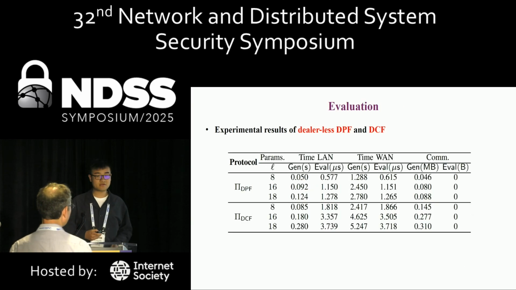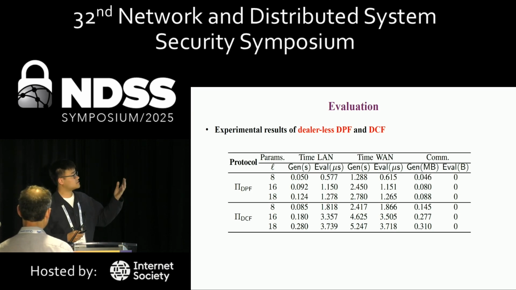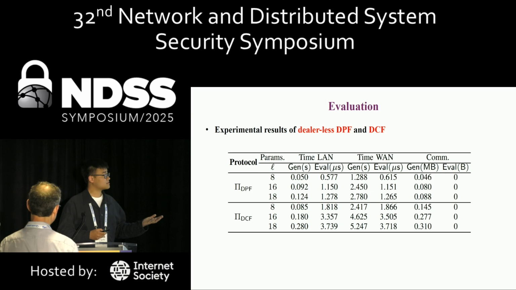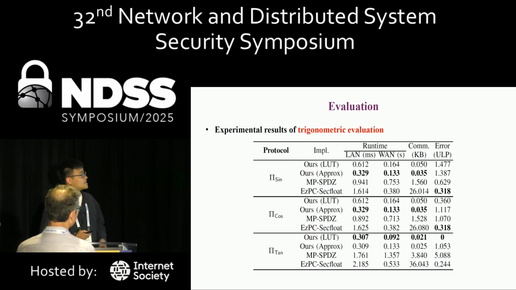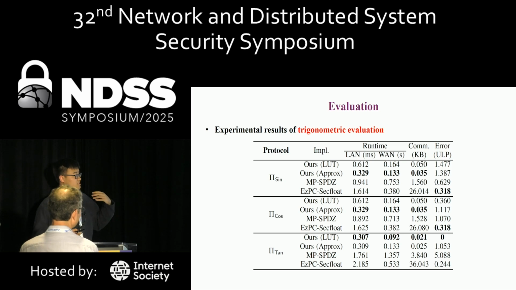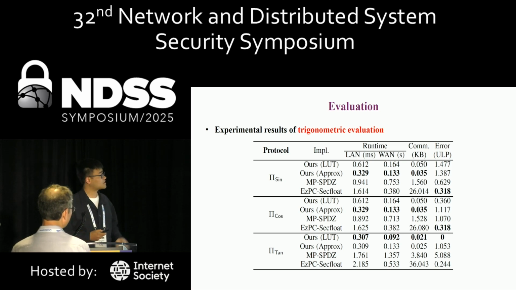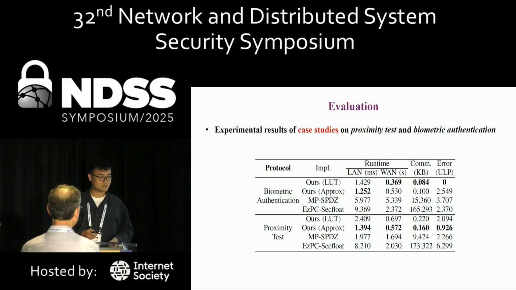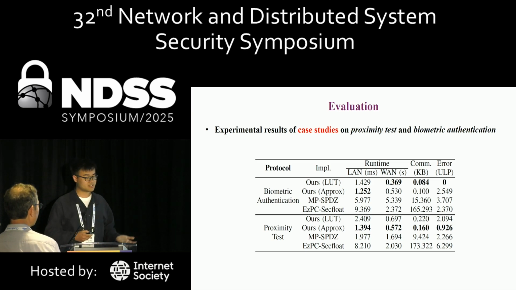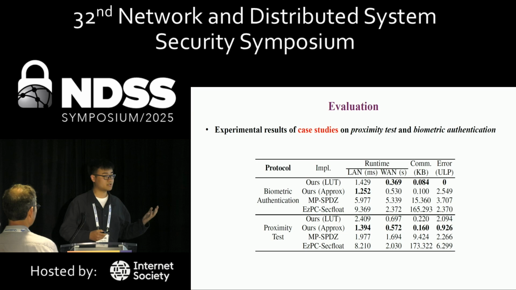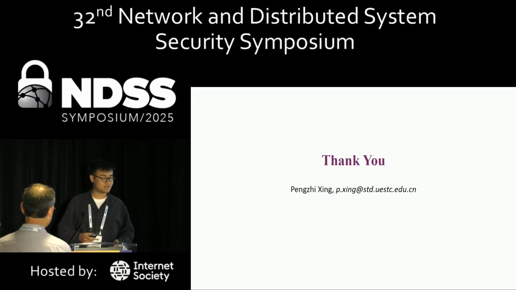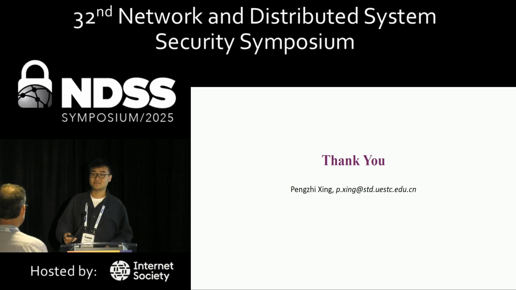And this is our evaluation result. For the dealerless DPF and DCF, we can generate the keys in a few seconds. And for the trigonometric evaluation, the experiment demonstrates that we have much improvement compared to the prior work. And finally, we have implemented two case studies to show the efficiency of our whole solution. And that's all for the presentation, and I'm ready to take any questions.